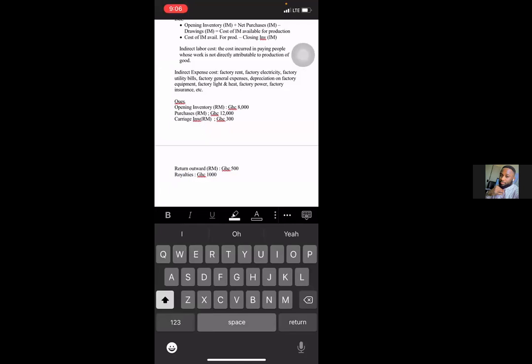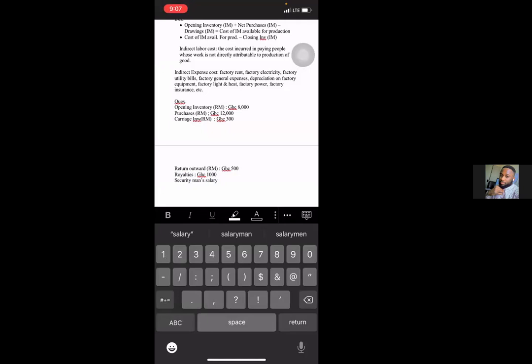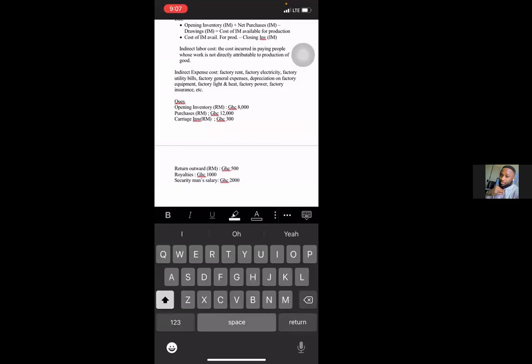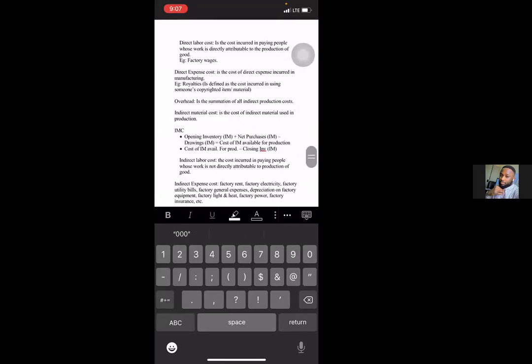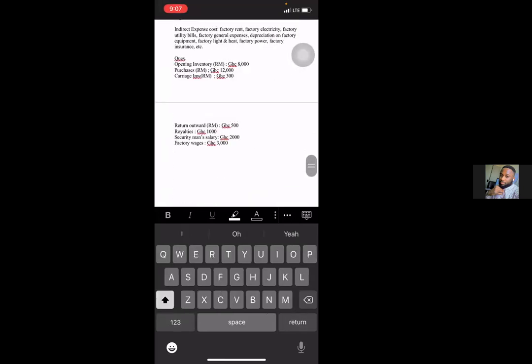We have security man salary to be 2,000. We have factory wages to be 3,000. All right, and we have indirect material cost.